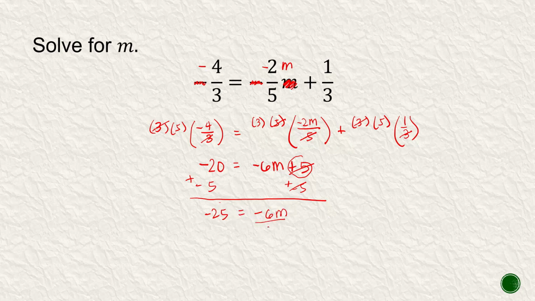And finally, divide by negative 6, that cancels out. Negative divided by negative is positive. So this will be 25 over 6. Can we simplify that? I don't think so. So we can just encircle this and this will serve as our final answer.